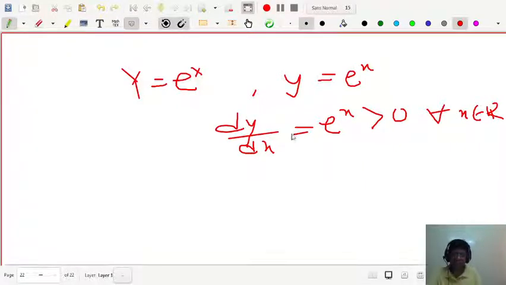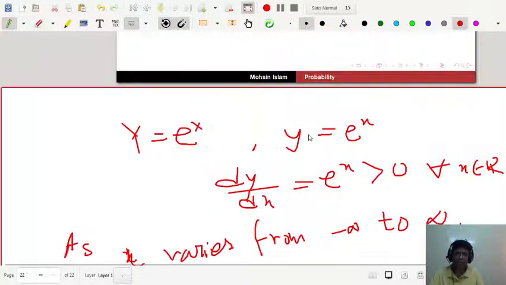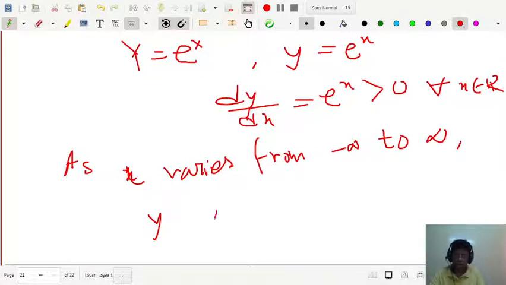Again, if x varies from minus infinity to infinity, y varies from 0 to infinity, right? Actually y is your exponential function, so the exponential function varies from 0 to infinity. You got a range for y.